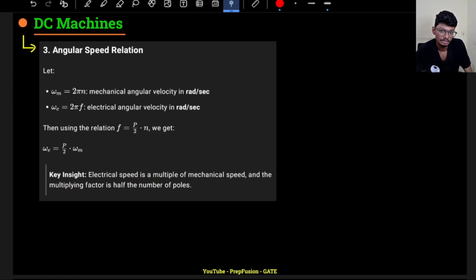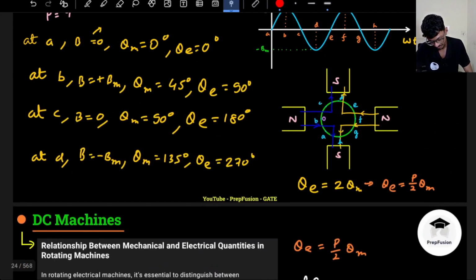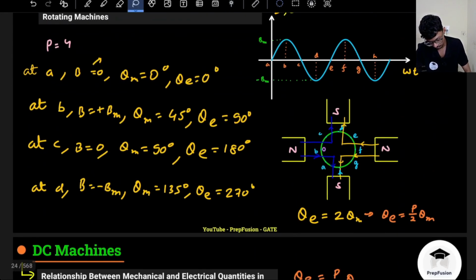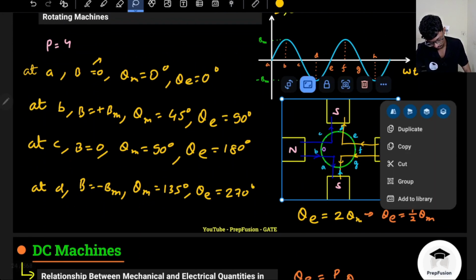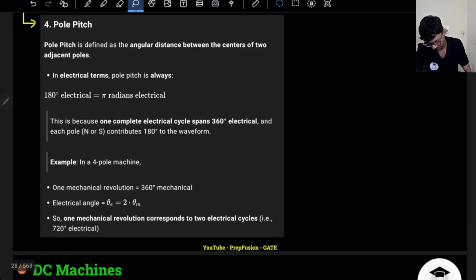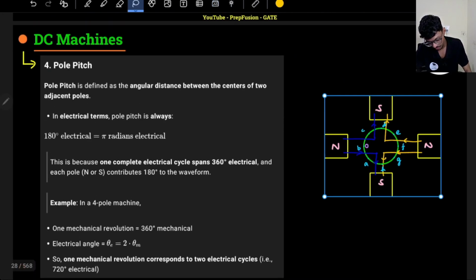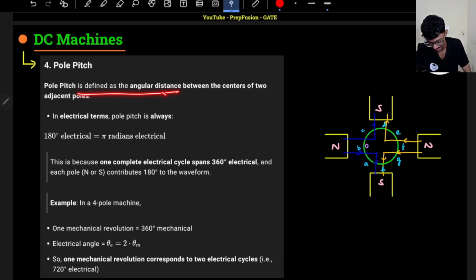One more term is there, named pole pitch. What do we mean by pole pitch? I will copy this diagram. Pole pitch is the angular distance between the centers of two adjacent poles. So mechanically, here, what is the pole pitch? Mechanically, pole pitch is 90 degrees. They're separated by 90 degrees.